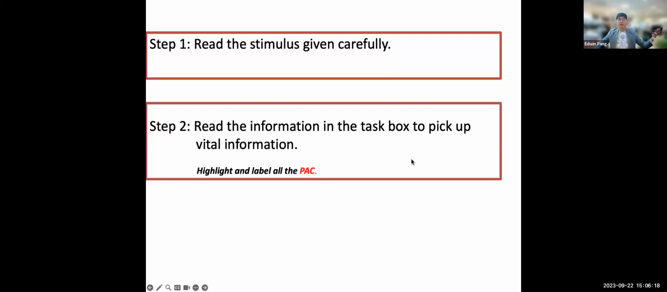Then after you read the stimulus, read the information in the task box. Now, the task box is basically your 6 different requirements, right? The 6 content points that you need to generate from the picture. And you need to label your purpose, audience, and context from the question, right? The question will give you information about who, why, and what you're supposed to write. Who, why, and what. Purpose, audience, context, okay?